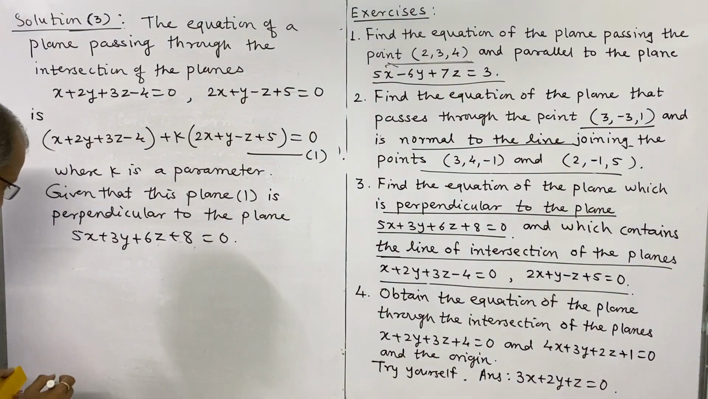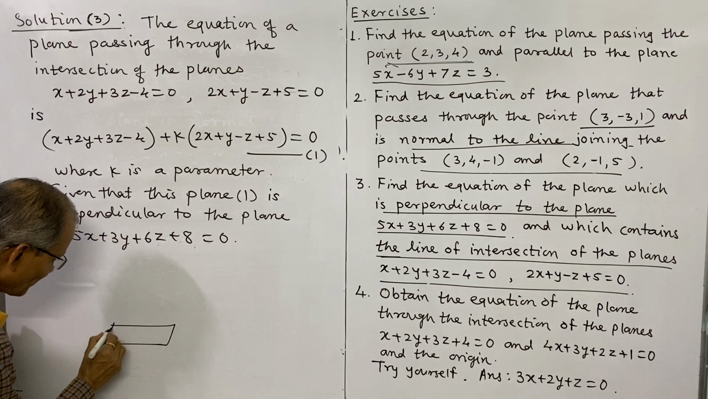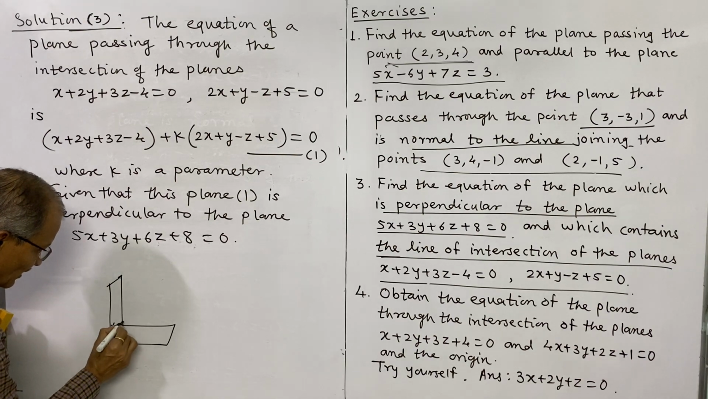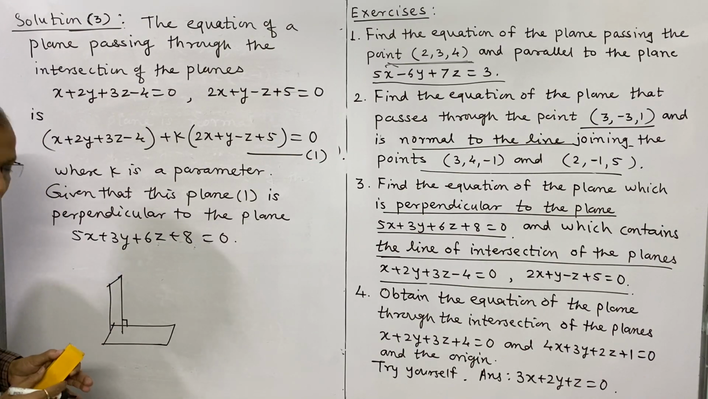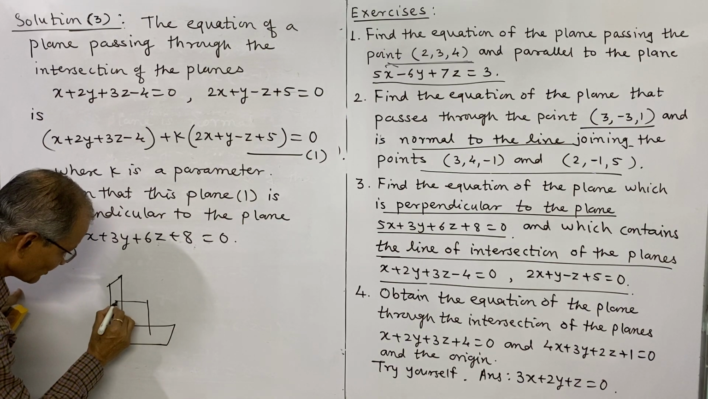So one plane is of this type, you see. This is the plane, and another plane will be perpendicular to this plane. What about the normal? This is the normal, and this will be the normal to this plane.